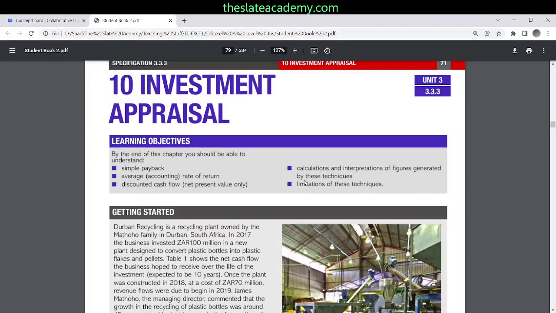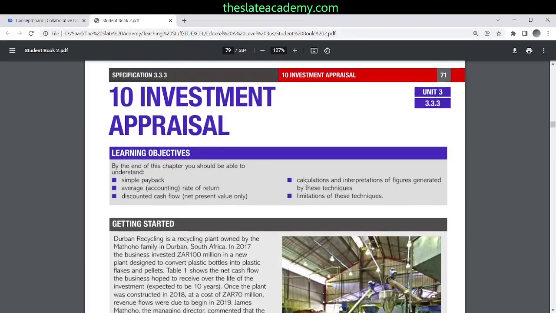Okay. On to investment appraisal then. Investment appraisal is, I've got some money, I can invest in various opportunities. How do I determine which opportunity is the better one to invest my money in? The methods that I use to analyze the investment opportunities, which investment opportunity is better, is called investment appraisal. We need to know how these methods work and what the limitation is for each of these methods.